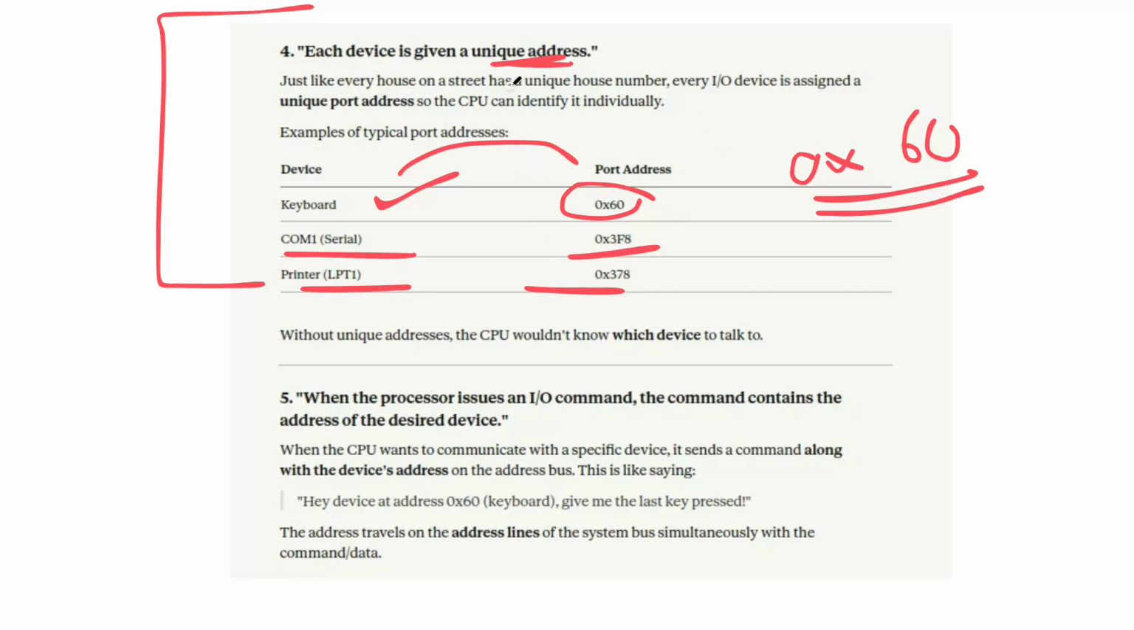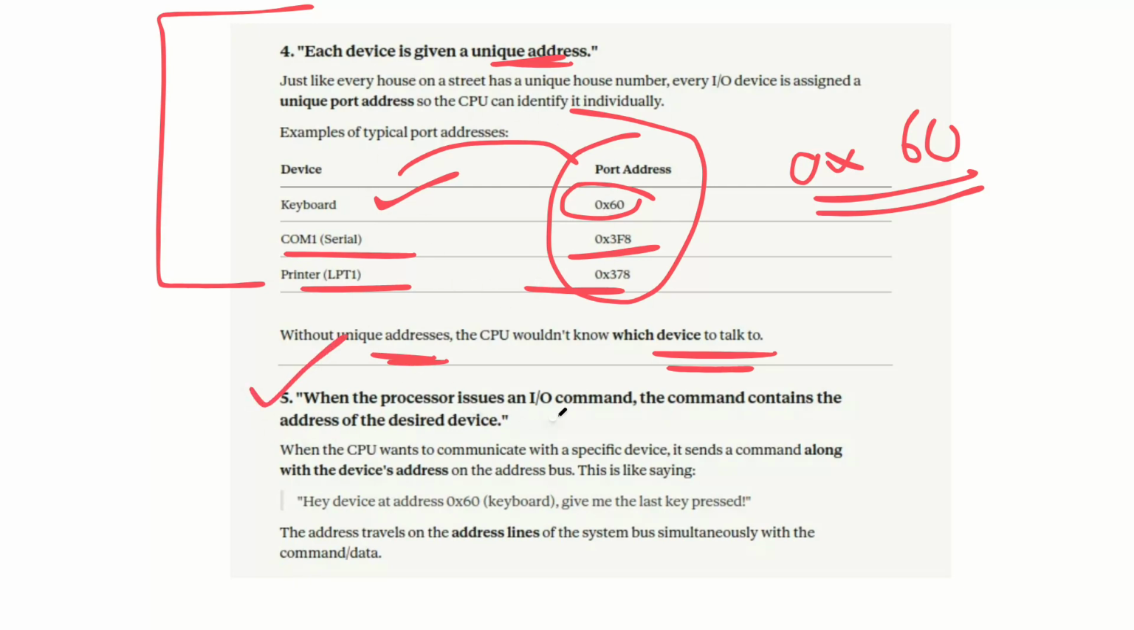Just like every house would have a street address, a unique house number, every IO device would also have a unique port address, so that the CPU can identify it individually. Without this unique address, the CPU wouldn't know which device it has to talk to. So every device has a port address for the CPU to understand it. With this only the CPU can identify it.